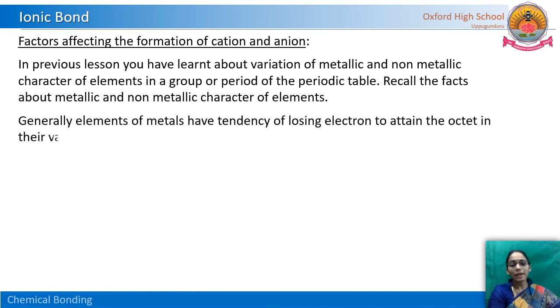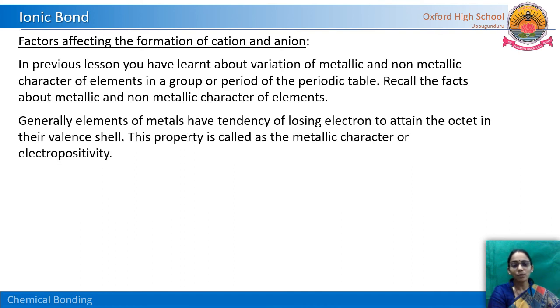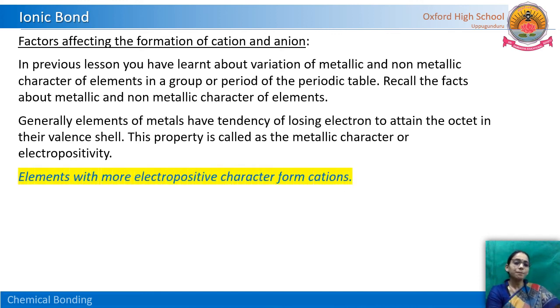So generally elements of metals have a tendency of losing electrons to attain the octet in their valence shell. From the starting of this lesson we know that one. Metals have a tendency of losing electrons. What is the reason behind losing those electrons? To attain the octet or to attain the stable configuration. This property is called the metallic character or electropositivity. See here, elements with more electropositive character form cations. So metals form cations. Simply you have to remember this one.